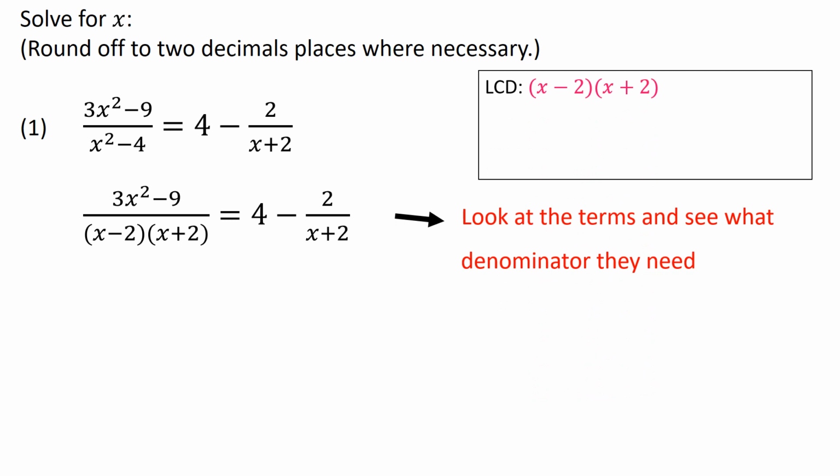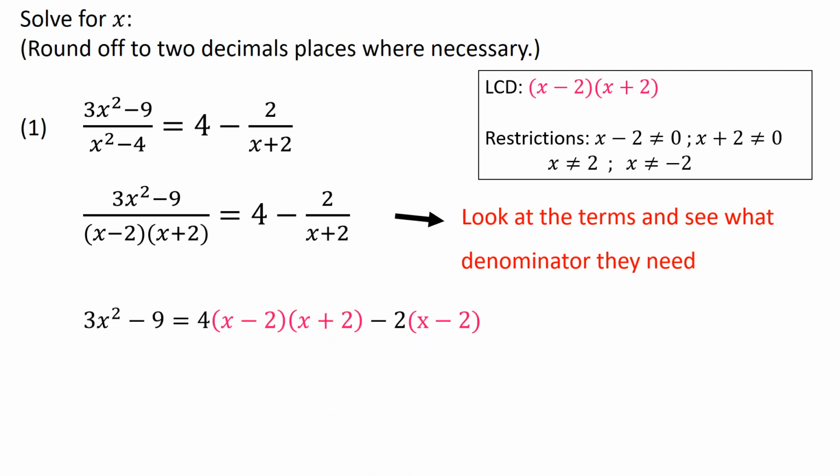Now, for the lowest common denominator in this case, we'll see it's (x minus 2) and (x plus 2). We're going to make restrictions of it. Basically, how you make a restriction is you take those brackets, you'll say x minus 2 can't be 0, x plus 2 can't be 0, and then you get x alone, so x can't be 2, x can't be negative 2.